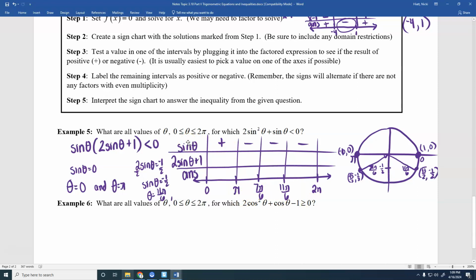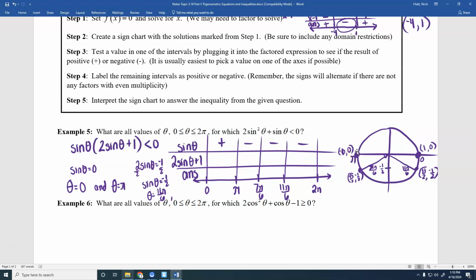I don't like the next one. It's harder. All right, so we're thinking about y-coordinates, right? 2 sine theta plus 1 from 0 to pi. Is that going to be positive or negative?